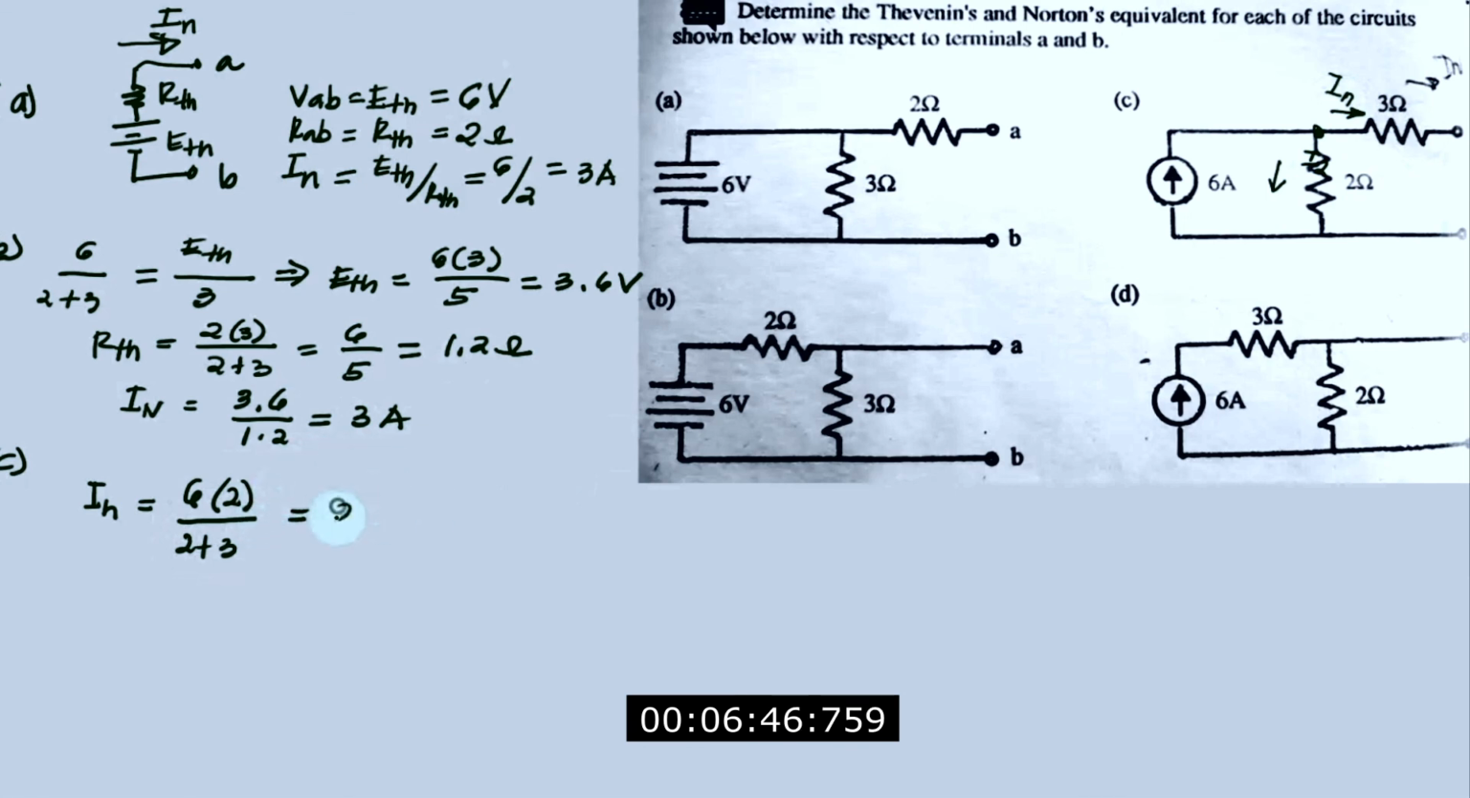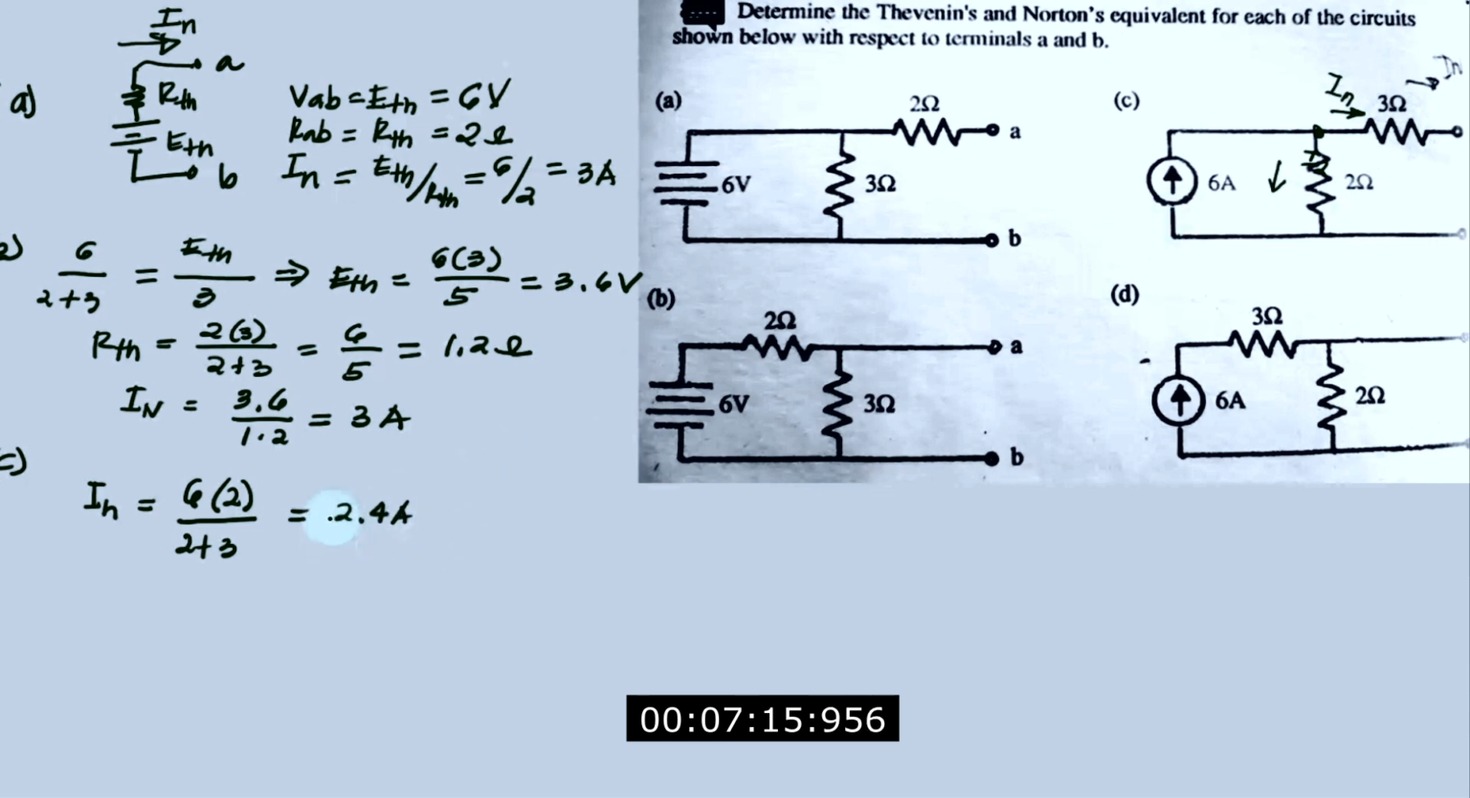This is 2.4 amperes. Now if you are going to look for I2, again you multiply the total current by the resistor that the current you are looking for is not passing through, so you multiply the total current by 3 and divide by the summation of these resistors. That is the current divider theorem. So you already solved for I Norton.